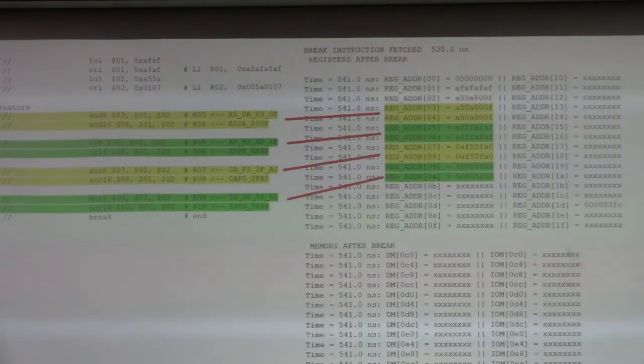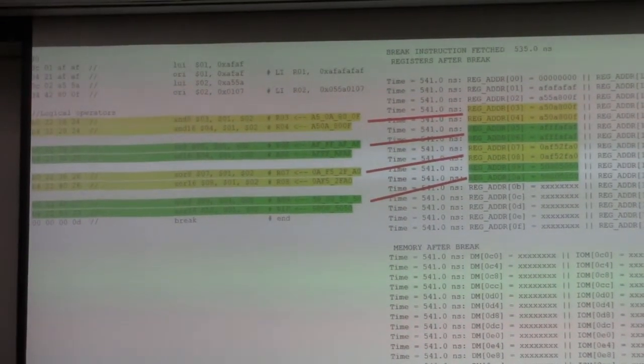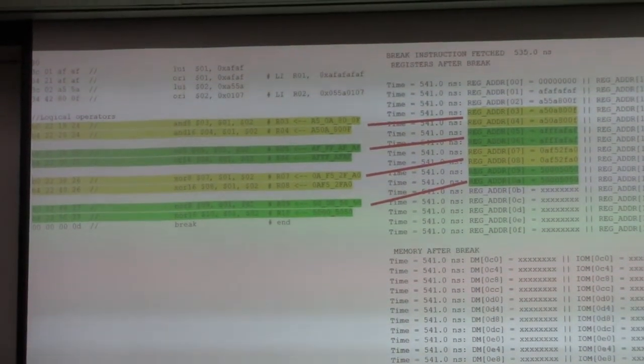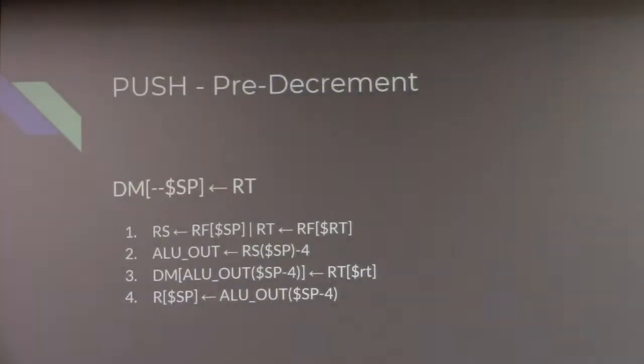And then we have the logical operations, but they pretty much remain the same because there are no carries and they would look normal. Yeah.